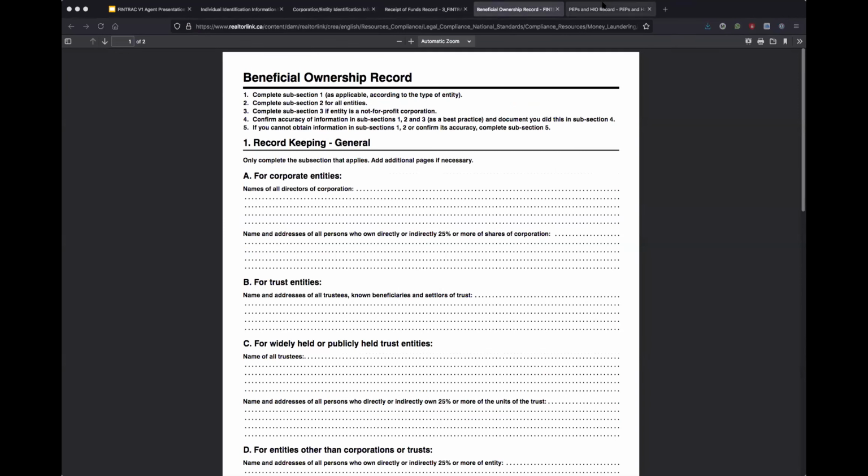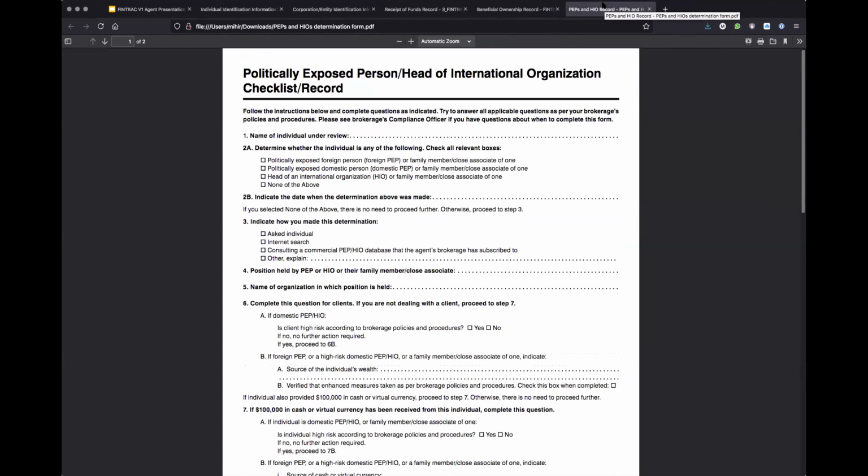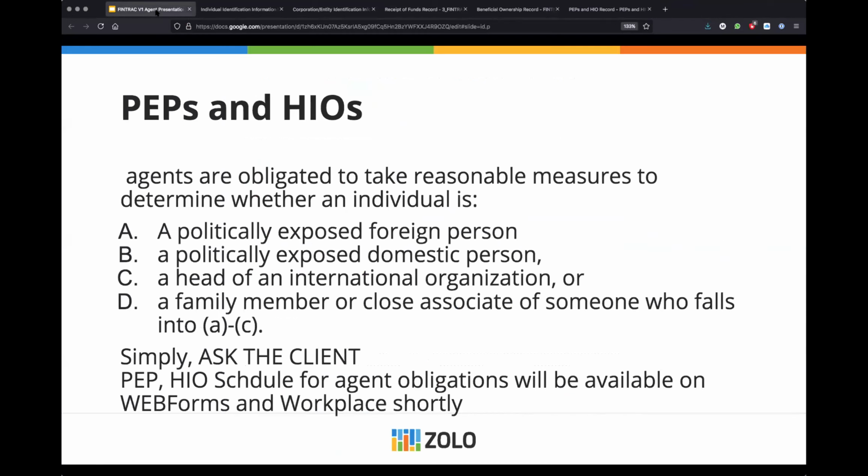There is another document which is new for 2021. It is the PEPs and HIOs. I will be diving into this in detail, so please feel free to ask any questions for clarification, as this is new information for everyone.